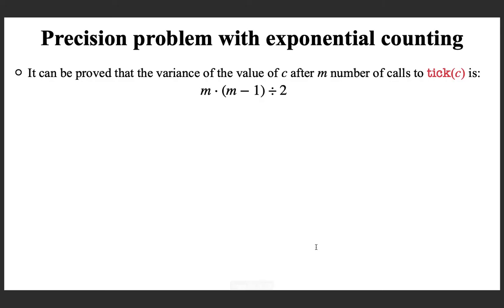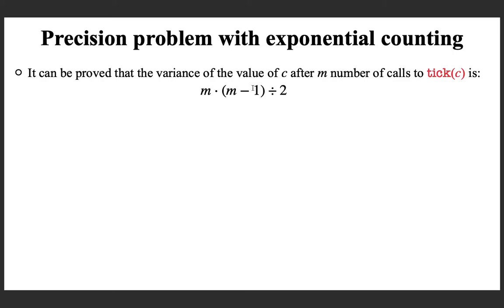Now we have seen two different probabilistic implementations. One can count twice as many events as possible with the deterministic approach, and the second one can go exponentially more events in counting. Now what is the precision? You can see that the variance of the value of C after m number of increments is m into m minus 1 divided by 2.